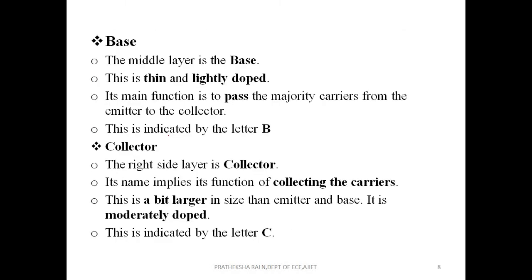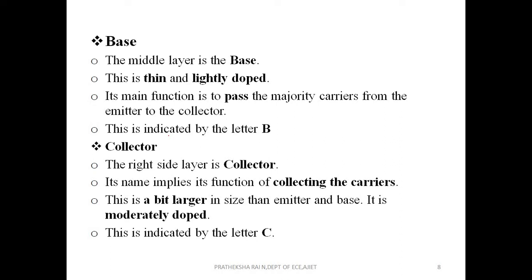What about base? Base is the middle layer and it is thin and lightly doped. Its main function is to just pass the majority carriers from the emitter to the collector. This is indicated by the letter B. Whatever electrons or holes are emitted by the emitter should be passed to the collector. So it is just like a bridge. It is very thin and lightly doped.